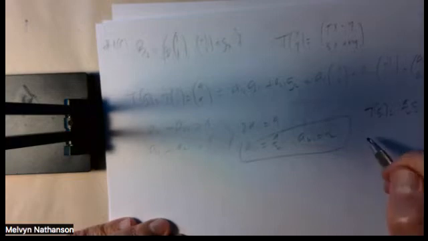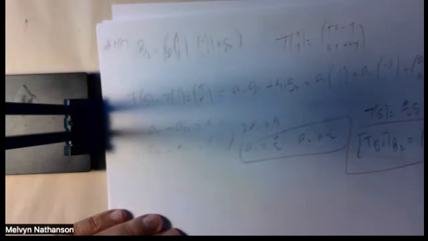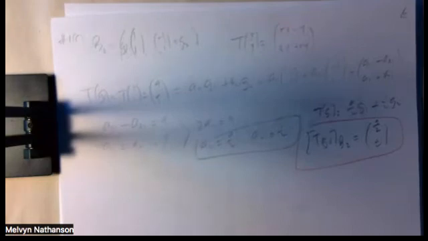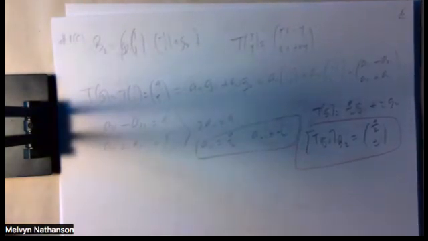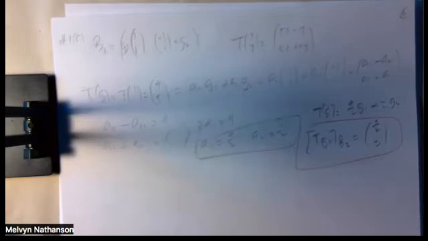So T of G1 is 9/2 G1 plus 1/2 G2, or the coordinate vector for T of G1 with respect to this basis B2 is 9/2 and 1/2. So this is going to give me the first column of the matrix for the linear transformation. Any questions about that? This is a slightly complicated calculation, but this is what you have to learn how to do.